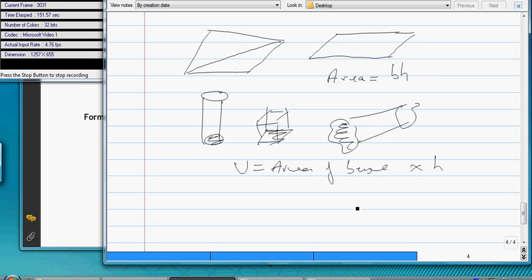Okay. Obviously you need to know the formula C equals 2 pi r, but I normally use C equals pi d. Okay. And you need to know the form of a straight line, y equals mx plus c. Change the subject of a formula.